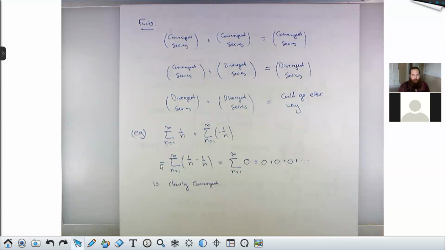Now, of course, it doesn't always go this way. You could definitely add two divergent series and get a divergent series also. But if things cancel beautifully, if things cancel perfectly, two divergent series can cancel each other out to give you a convergent series.